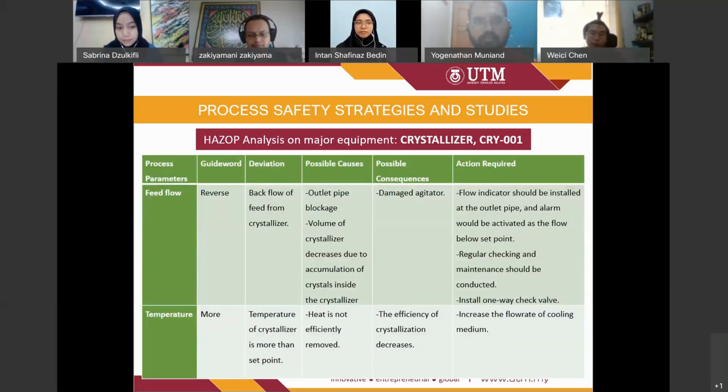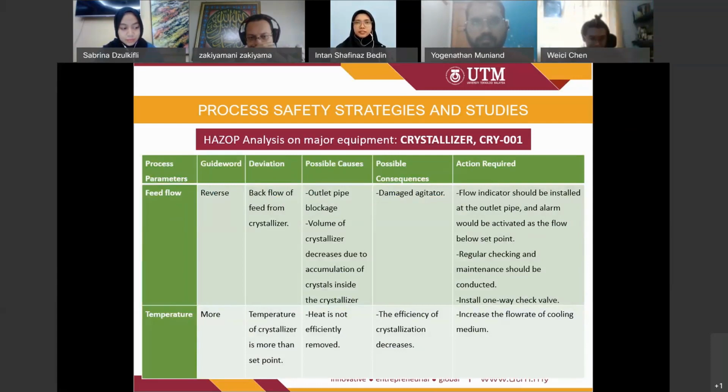There is also possible backflow of the feed from the crystallizer, and this is caused by the outlet pipe blockage or the volume of the crystallizer decreasing due to the accumulation of the crystal inside the crystallizer. The possible consequence is that the agitator of the crystallizer may be damaged. So we should have regular checking and maintenance.